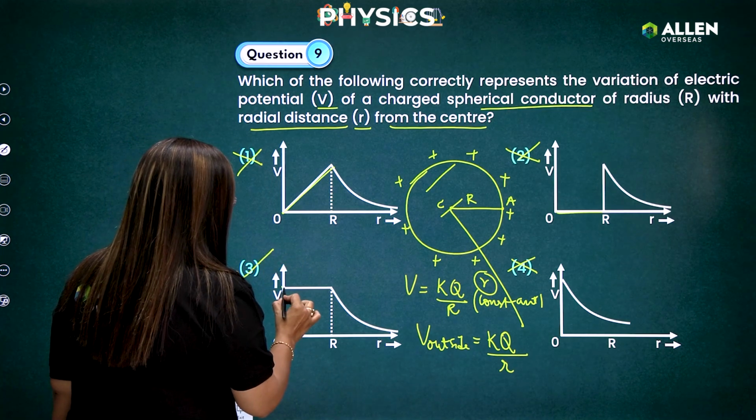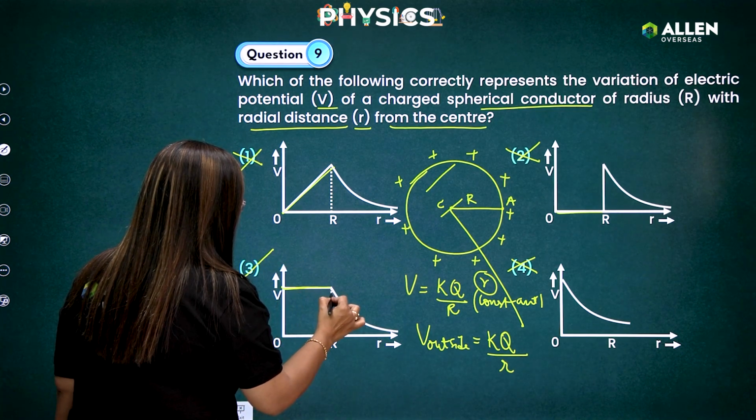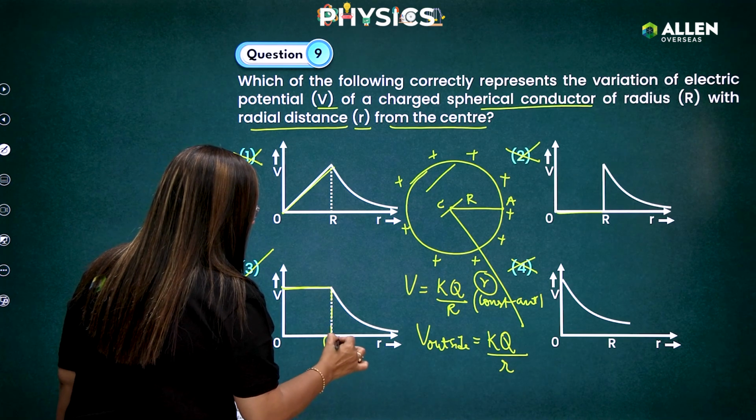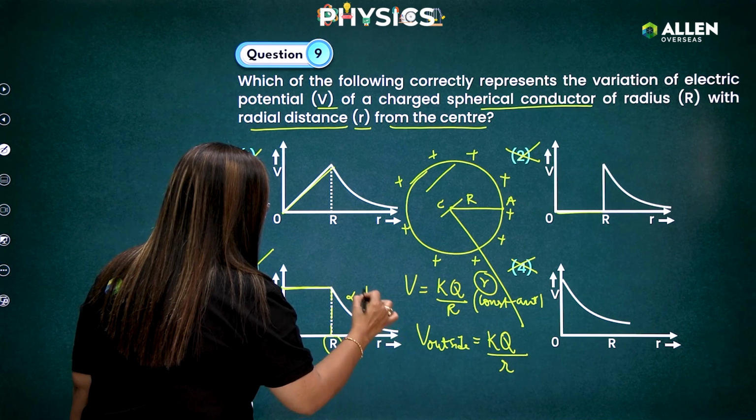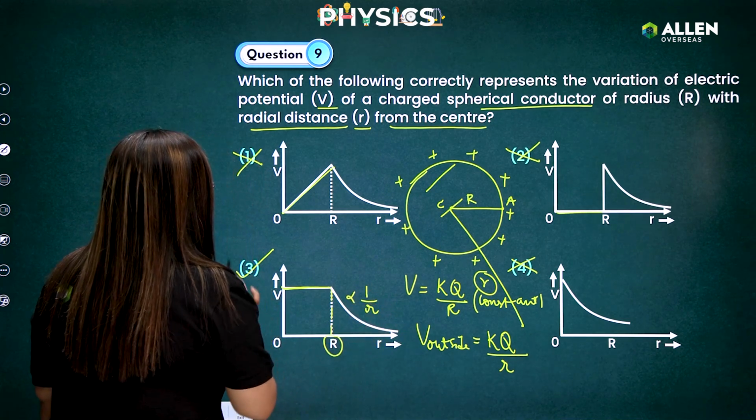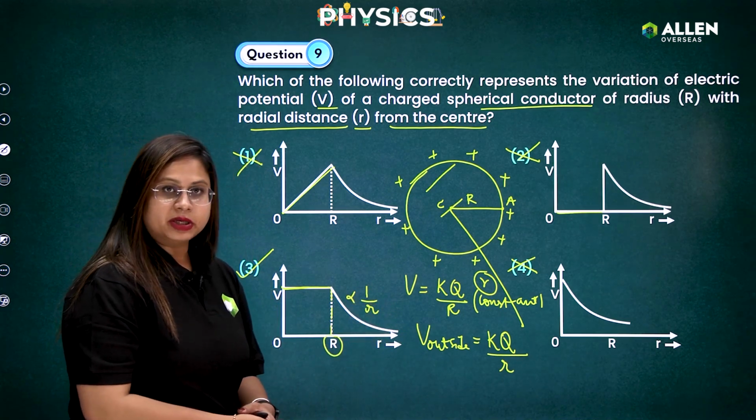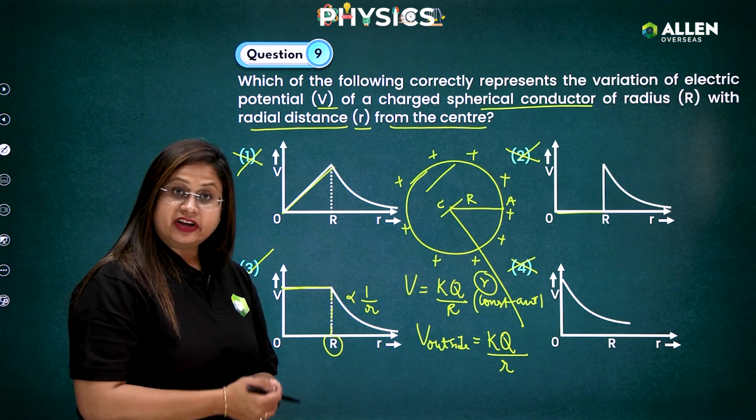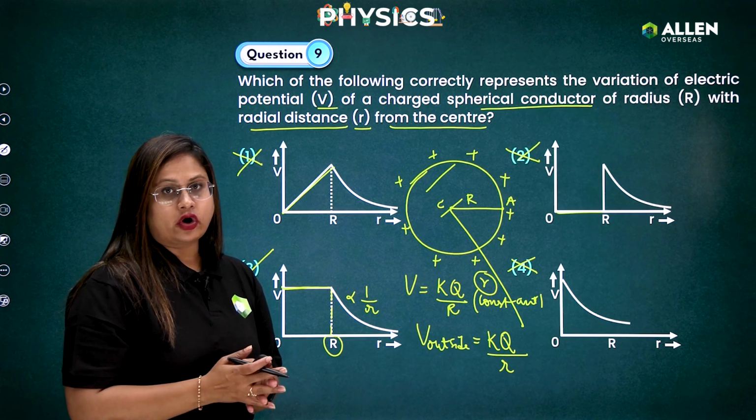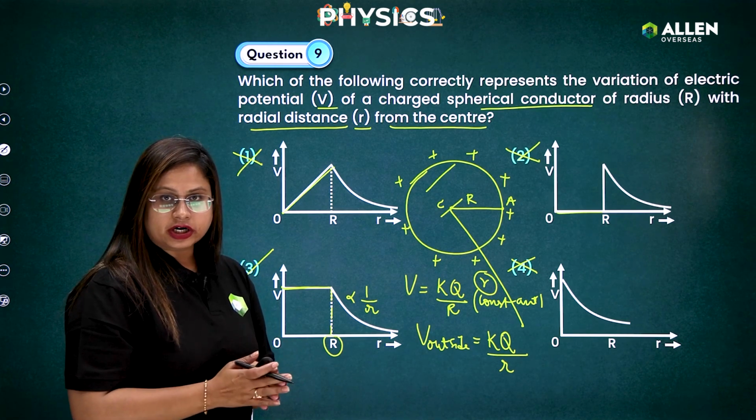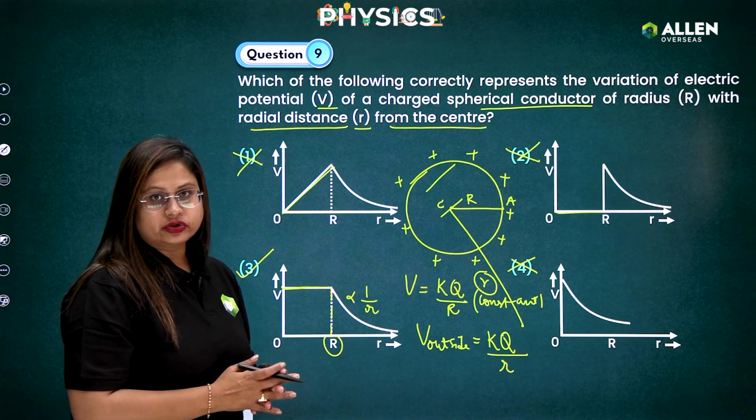You can see that it is remaining constant. This value is constant till the surface, and outside it is inversely proportional to r. So the correct option to this question is option number 3. You have to be very careful whether the question has been asked to you for a conducting sphere or for a non-conducting sphere. For a non-conducting sphere, this result is not going to be valid.